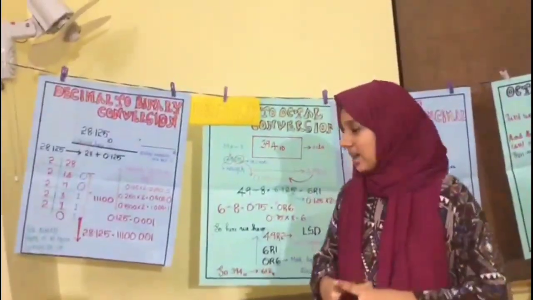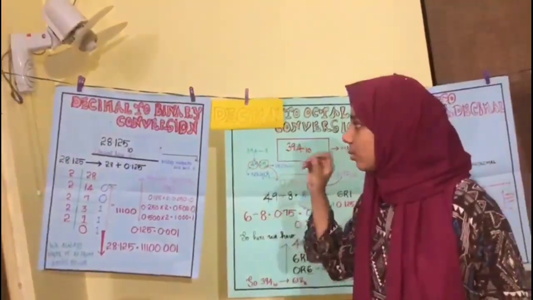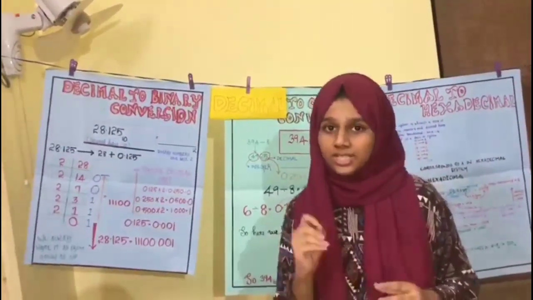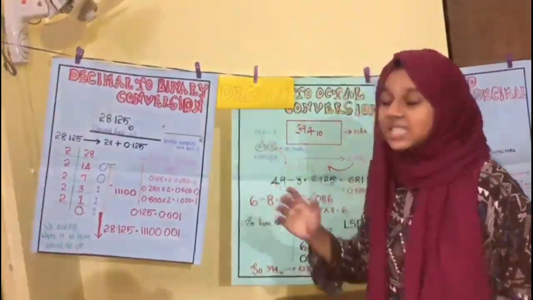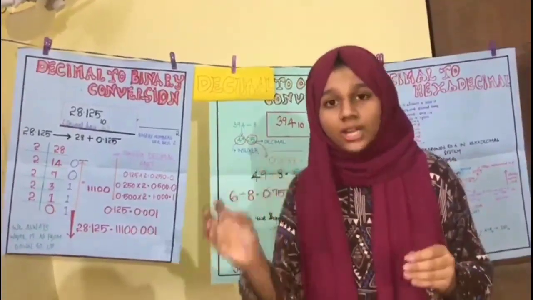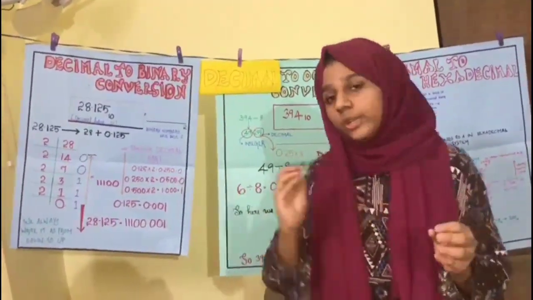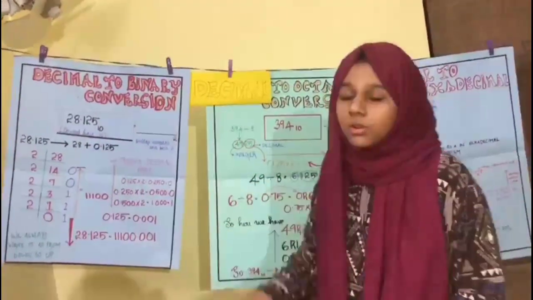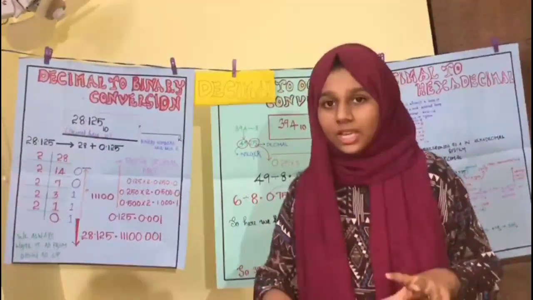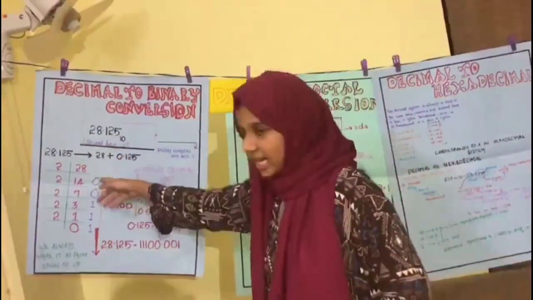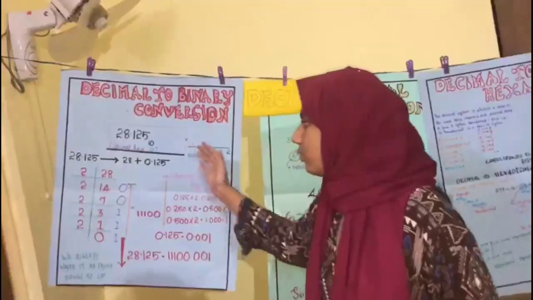I just take an example as 28.125. First of all, we all know that the decimal's base is 10 and the binary's base is 2. That is 0 and 1, and decimal is 0 to 9. So first of all, the step is to split it into an integer side and a decimal side. Here, the integer side is 28 and the decimal side is 0.125.